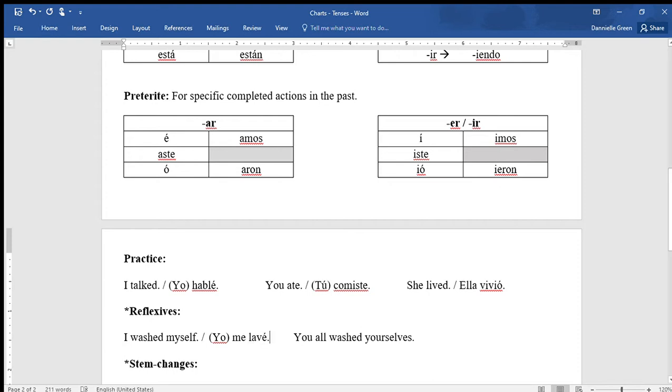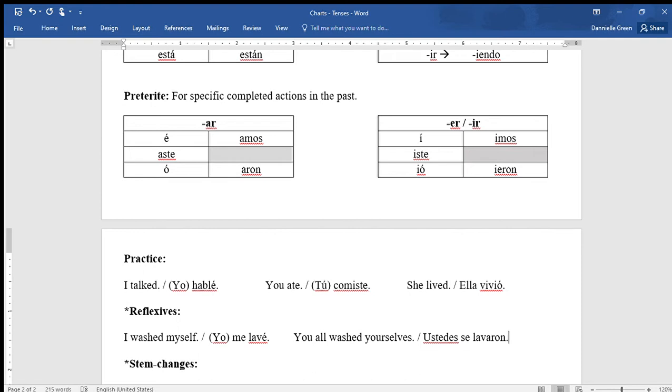So, I washed myself, right? The lavé means I washed, the me means myself. And then if we wanted to say that you all washed yourselves, ustedes, again, we still need our reflexive pronoun first. That pronoun would be se. And then for lavar, we will take the first part of the verb, get rid of the ending, and change it out for the ustedes ending for an AR verb, which is -aron. Ustedes se lavaron. You all washed yourselves.